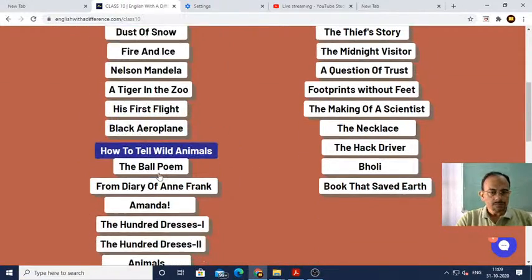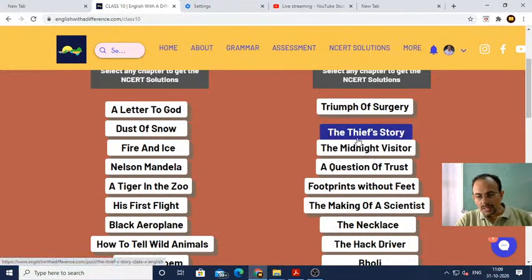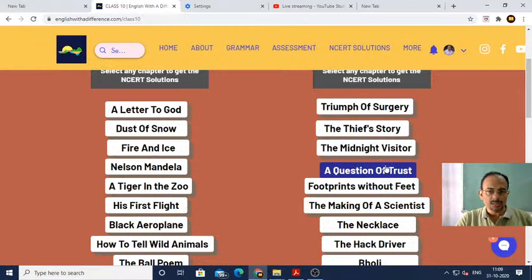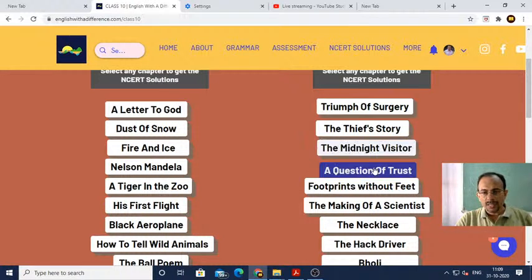Remember, this lesson is not there in the syllabus. Midnight Visitor and Question of Trust: CBSE has deleted these two lessons. Both these lessons are not there, because CBSE has reduced the syllabus by 30%. Therefore these two lessons are not there, so you don't need to write the answers of these two lessons.